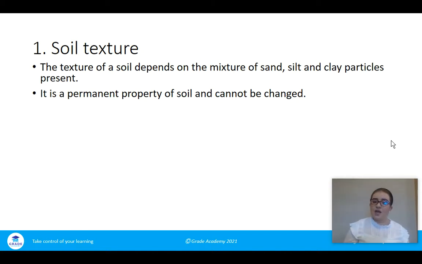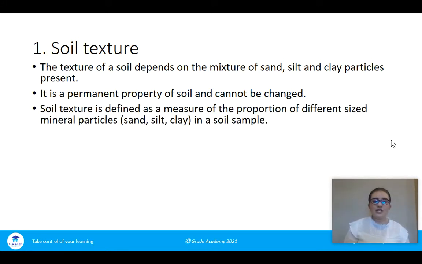To feel a sandy soil, it will feel kind of grainy. If I have a clay soil, on the other hand, that will feel very fine. When clay soil is dry, it's very powdery. And no matter how much I want to, I cannot change that. Again, you can adapt it and add certain fertilizers, but you can't change the soil texture, so it is a permanent property. Soil texture is defined as the measure of the proportion of different size mineral particles in a soil sample. So it's the quantity of your sand, silt, and clay within your soil.